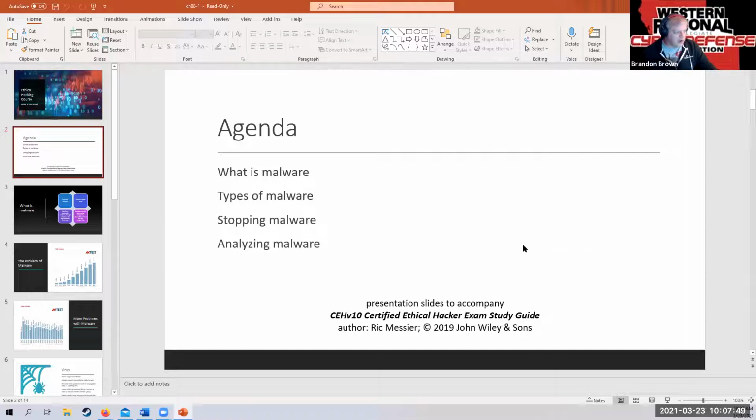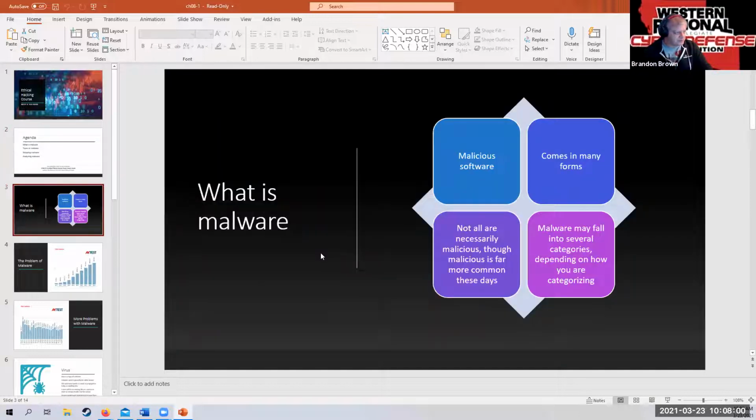But we're going to cover what malware is, the types of malware, how to stop malware, and a little bit more, at a very high level, of analyzing malware. So what is it? It stands for malicious software. Okay. Viruses, worms, logic bombs, oh my. It can be a whole plethora of nasty programs that if you get on your system, bad things happen, right? So it comes in many forms.